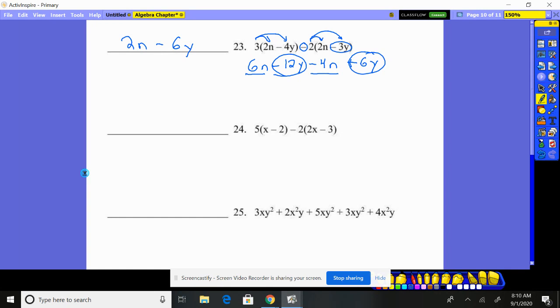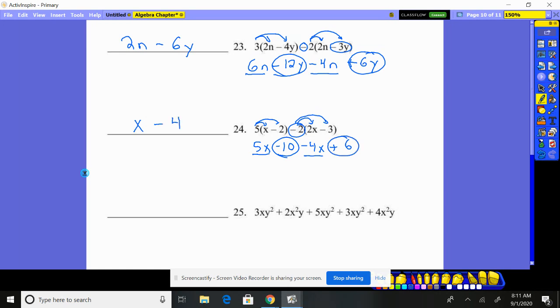Well, let's look at 24. Distribute through. 5 times x is 5x. 5 times the minus 2, negative 10. And again, we have a negative 2 that's going to be distributed through, so we have to pay attention. Negative 2 times the 2x is minus 4x. Negative 2 times negative 3 is positive 6. Put your x's together. That's a single x. Lose 10, gain 6, loss of 4.